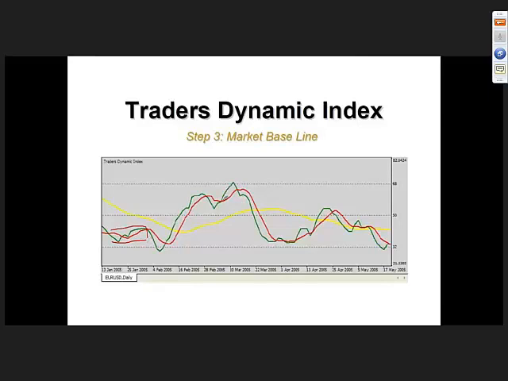Okay? That's probably the exit. You're at level 3, but it's divergent. And you'll see the pattern on the chart like this. Okay?